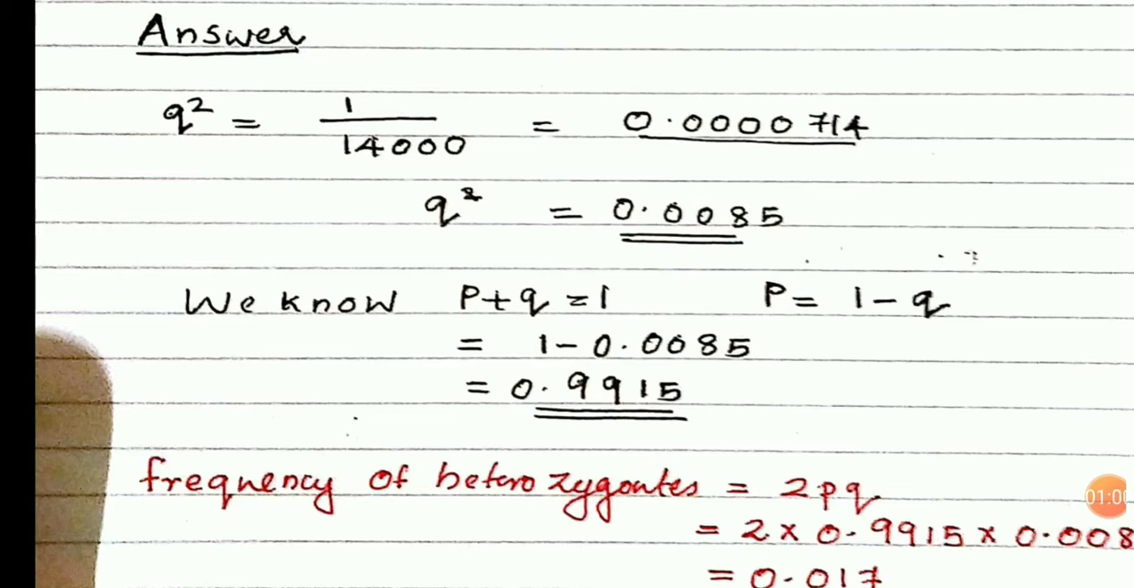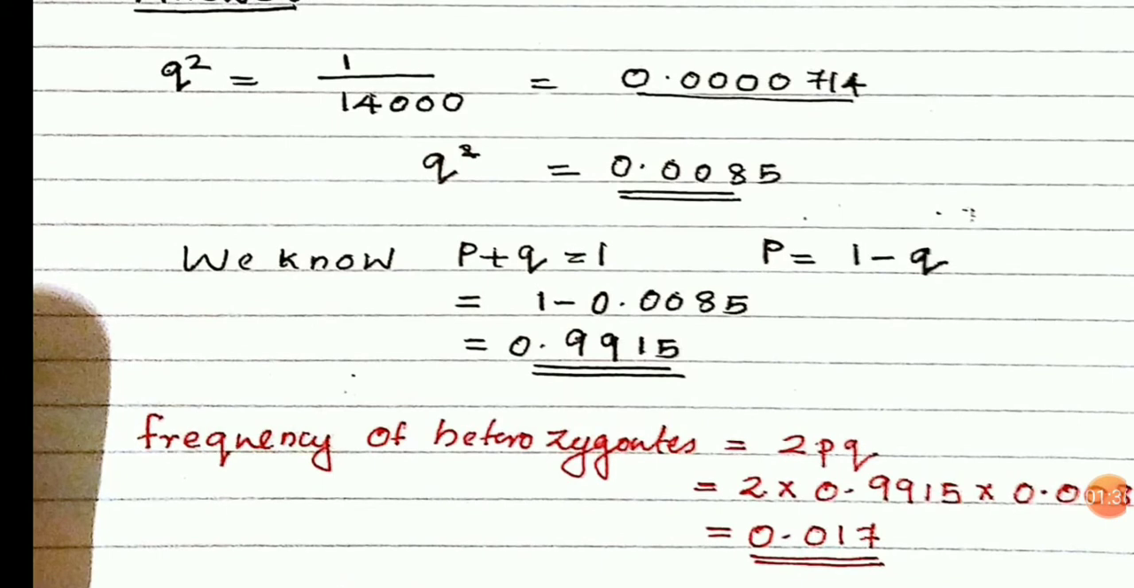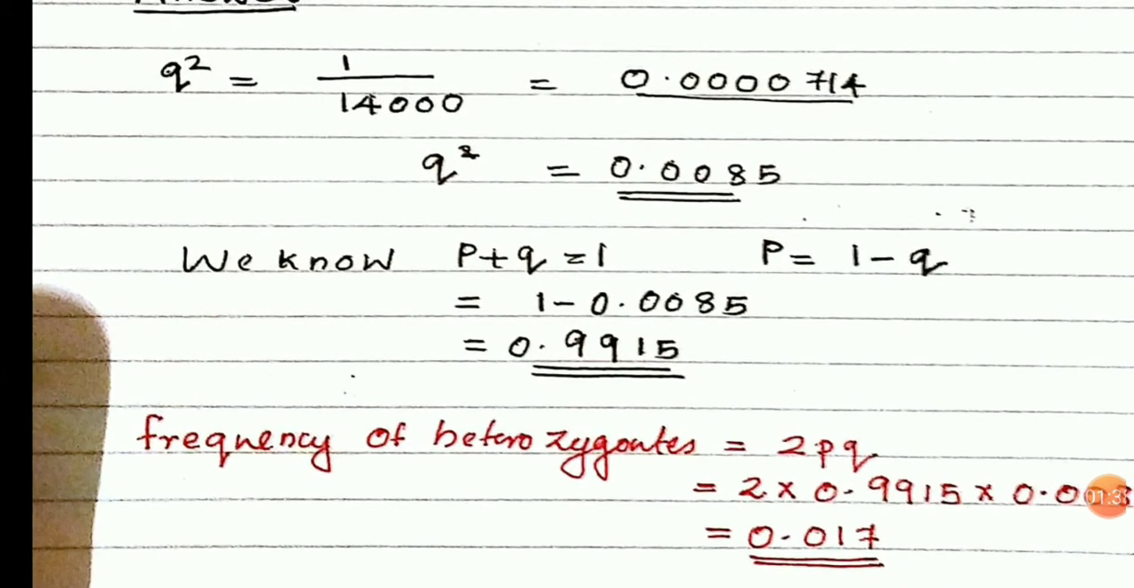So q square is 0.000714, and we already know that p plus q is equal to 1. Then p is equal to 1 minus q, that is 0.9915. Then we get the frequency of heterozygote, that is 2pq, that is 0.17. We get the answer 0.17 here.